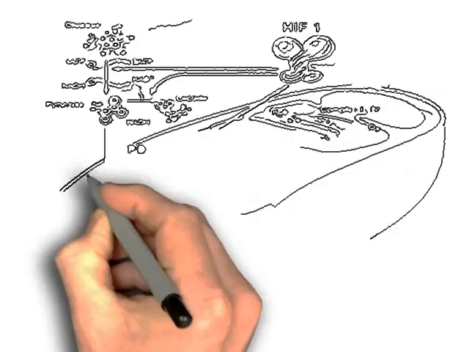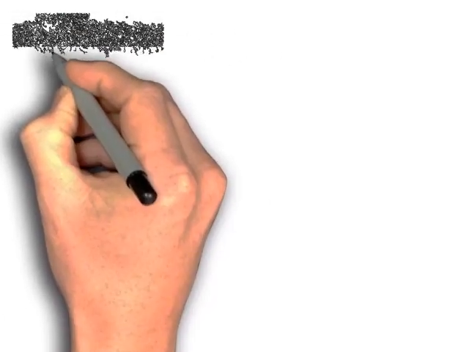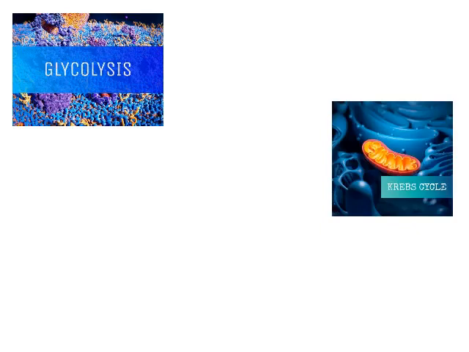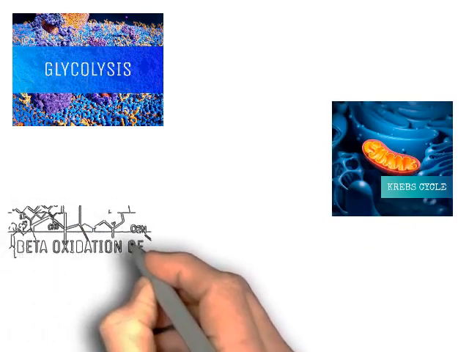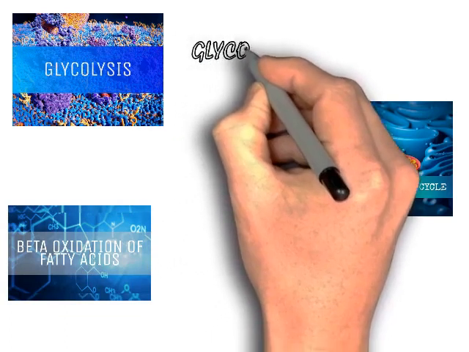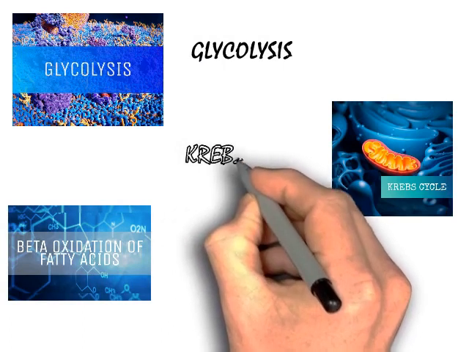Today, we are going to learn about electron transport chain. Now, before watching the video on electron transport chain, also make sure to watch videos on glycolysis, Krebs cycle, and beta oxidation for better understanding. Because these cell pathways are linked to each other in one way or the other. You can find the links for the videos in the description below.